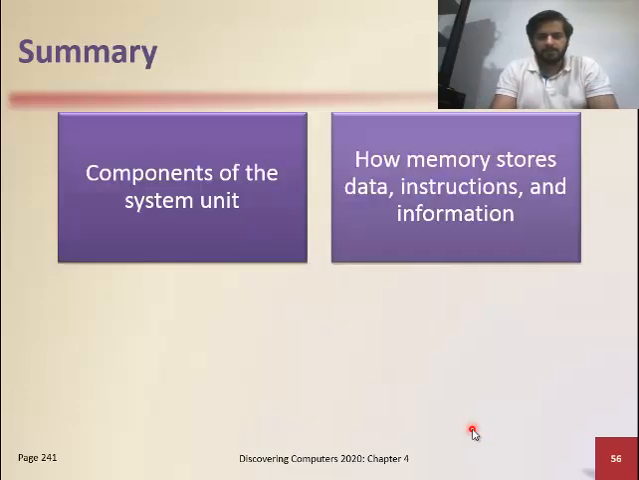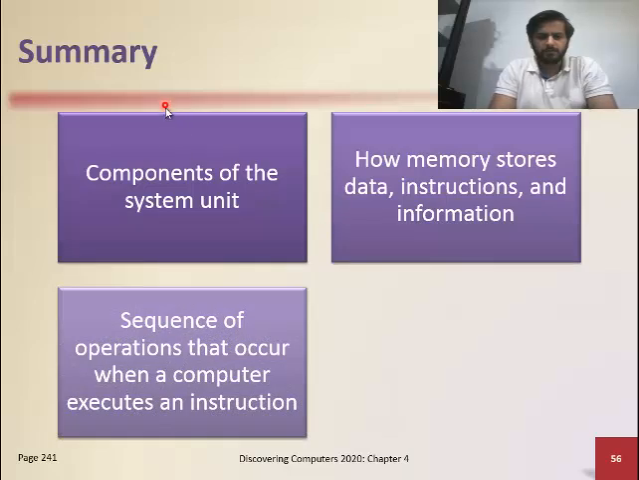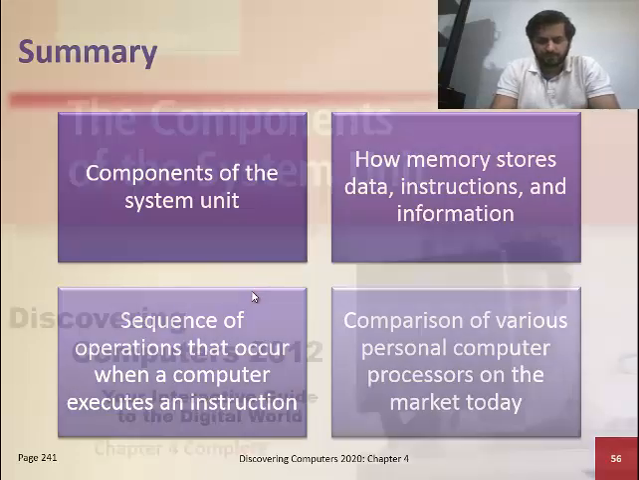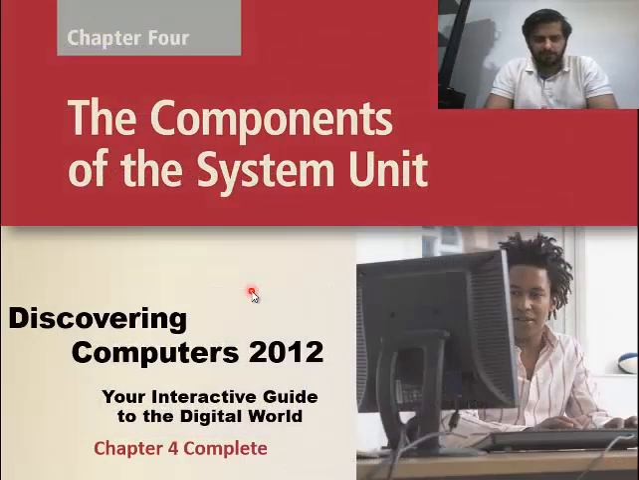So here is the end of this chapter. We discussed the components of a system unit, different types of memory, and how instructions and data are stored inside the memory. We saw the sequence of operations in the machine cycle, and we saw a comparison of different types of processors. So that is the end of chapter 4.